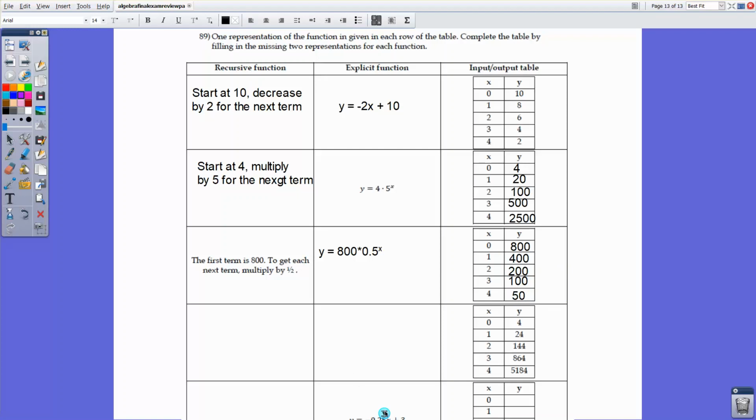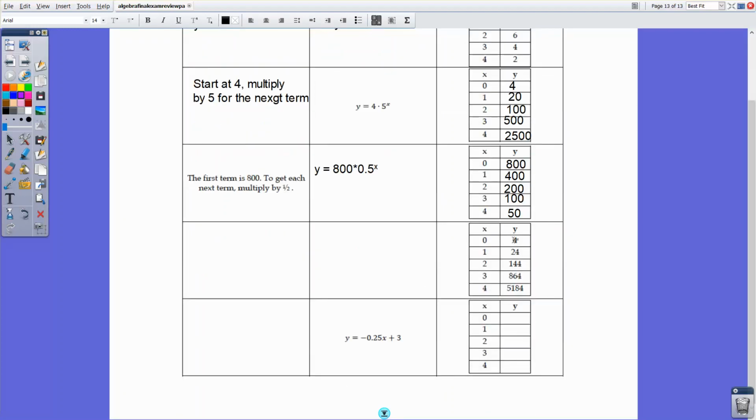Here we have another table of values. Starting at 4, going to 24, 144. This looks like a times 6 increase. So our explicit function would be y equals 4 times 6 to the x. And then here we're starting at 4, multiply by 6 to get the next term. Of course, I just realized I have a typo up here as well.